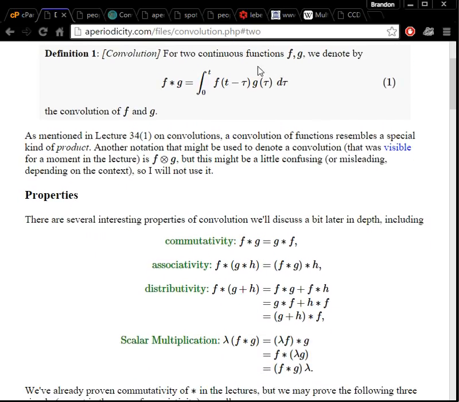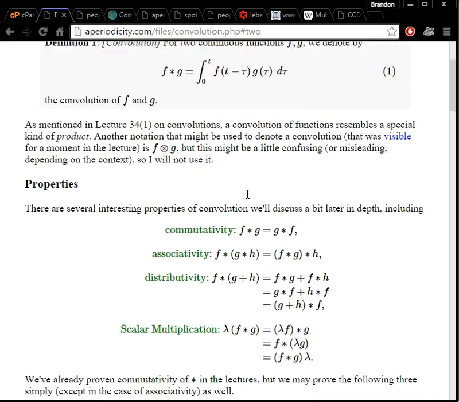So for two continuous integrable functions, f and g, we denote by f asterisk g the integral from 0 to t of f(t minus tau) g(tau) d tau. And when we write this, we say f and g are convolved, or f is convolved with g.